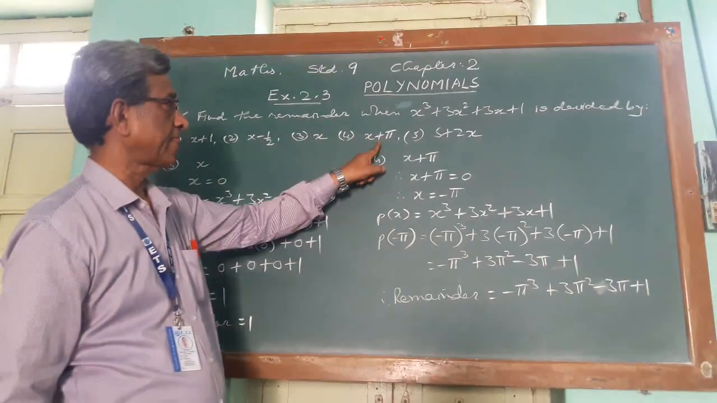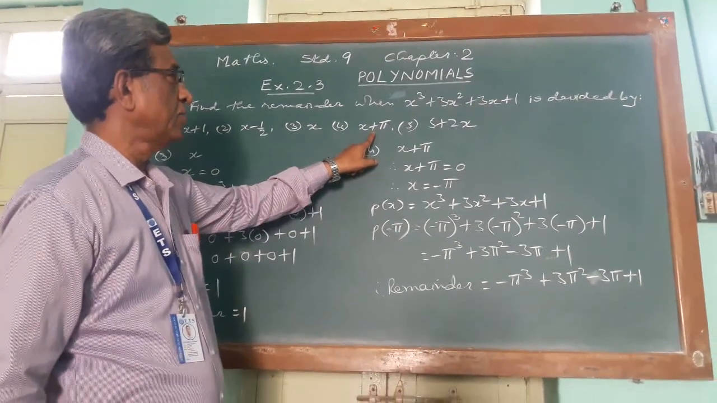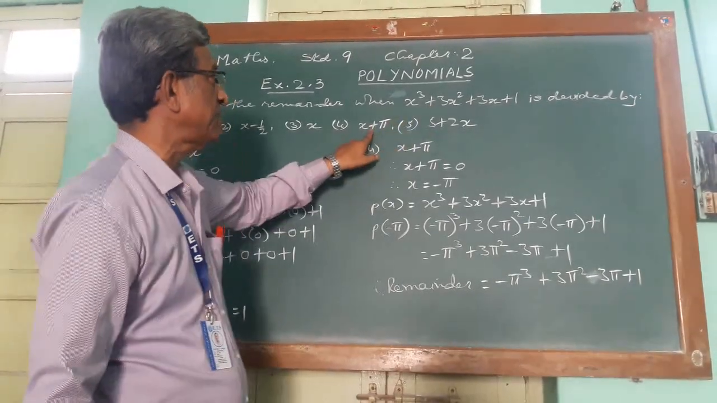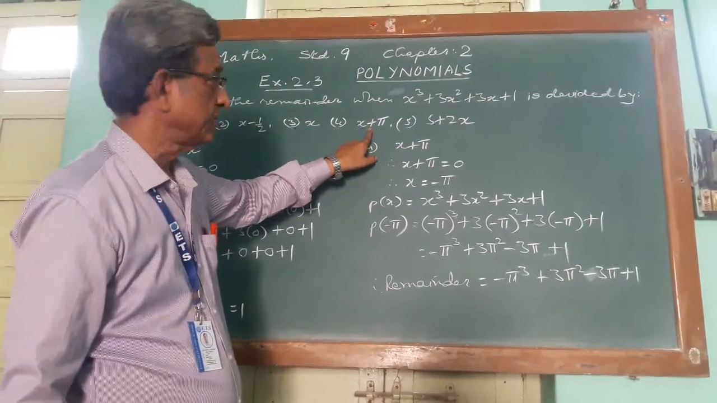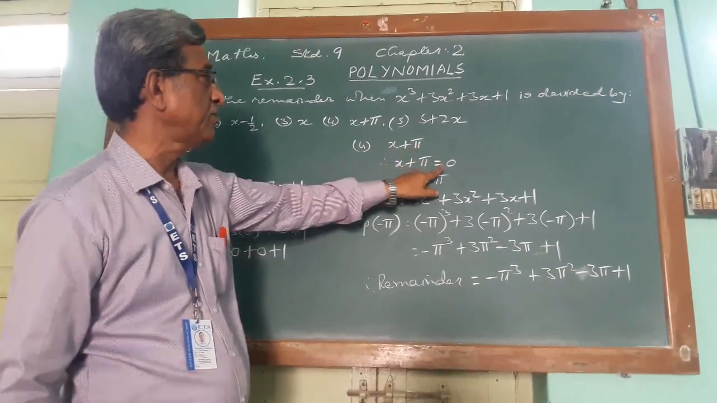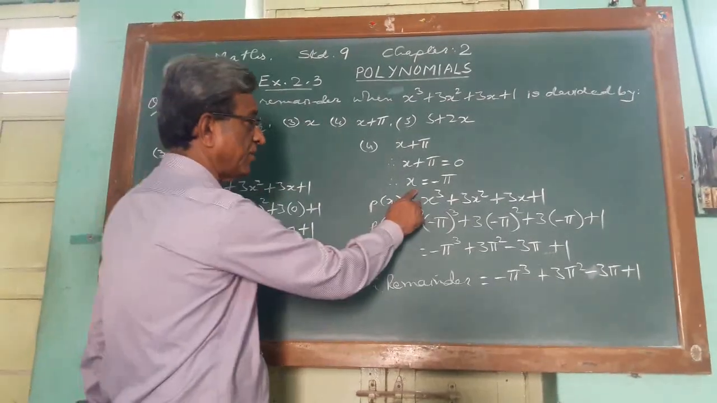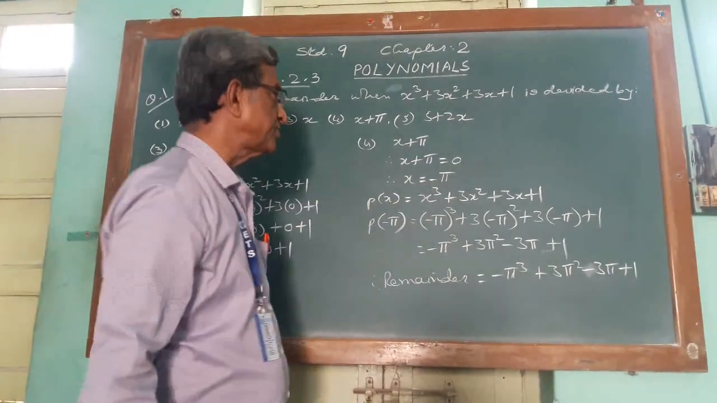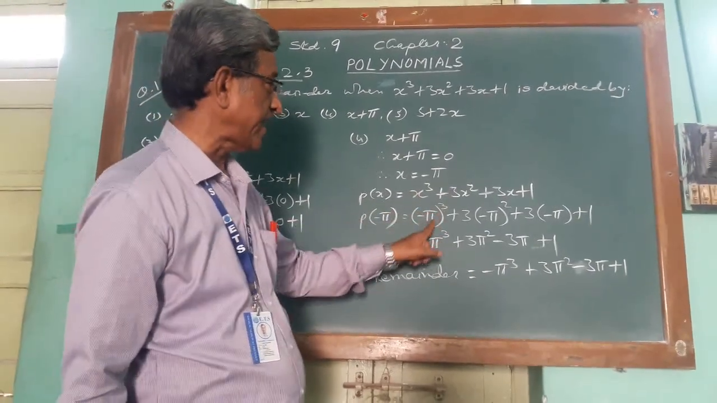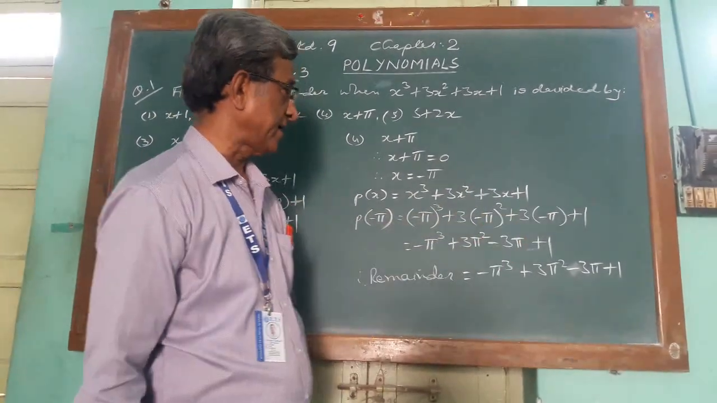Now fourth one. You have to find the remainder when this polynomial is divided by x plus pi. This is the symbol called pi. So x plus pi is equal to 0. So x is equal to minus pi. So substitute minus pi in place of x. Wherever you find x, write down minus pi.